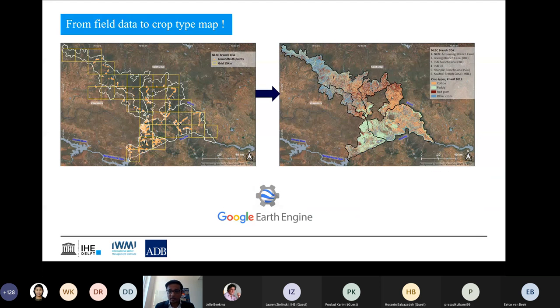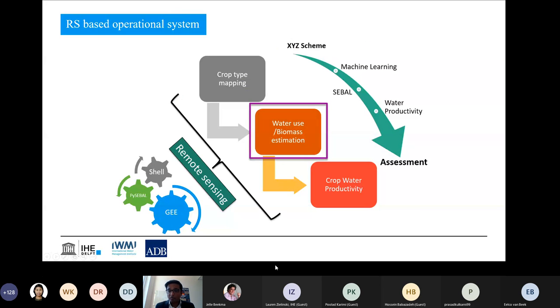We established it in a cloud computing platform called Google Earth Engine. So for example, here we can see that using the field data collected, we have come up with a crop type map which gives us the extents of three major crops in NLBC in Karnataka: cotton, paddy, and red gram. Next, please. And this crop type map forms the basis of our further calculations of water use and biomass estimation, and finally crop water productivity.